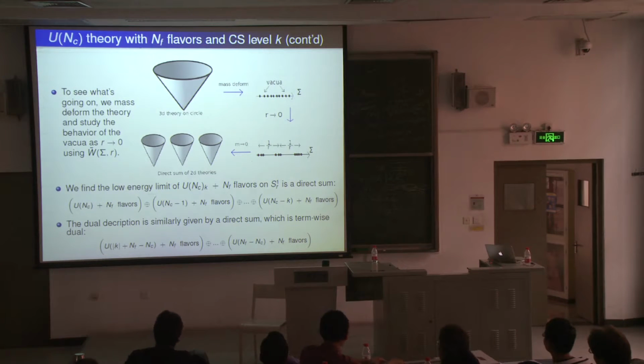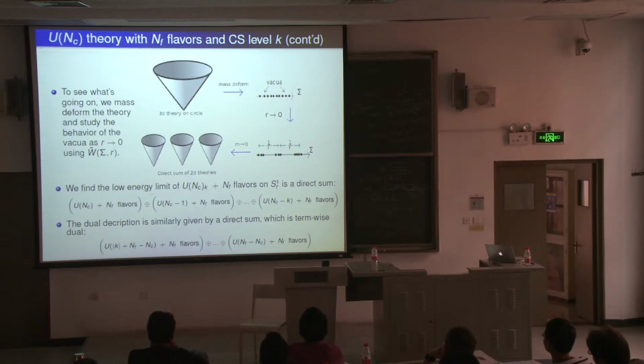And so when the r goes to 0 limit, we find a direct sum of theories, and then we can take the masses back to 0, and we find a direct sum of CFTs. So the claim is that for this Chern-Simons matter theory, placing it on a circle, we find in 2D a direct sum of 2D CFTs. In particular, what we find is U(N_c) with N_F flavors plus U(N_c minus 1) with N_F flavors, and so on. And we find a similar direct sum on the dual side.